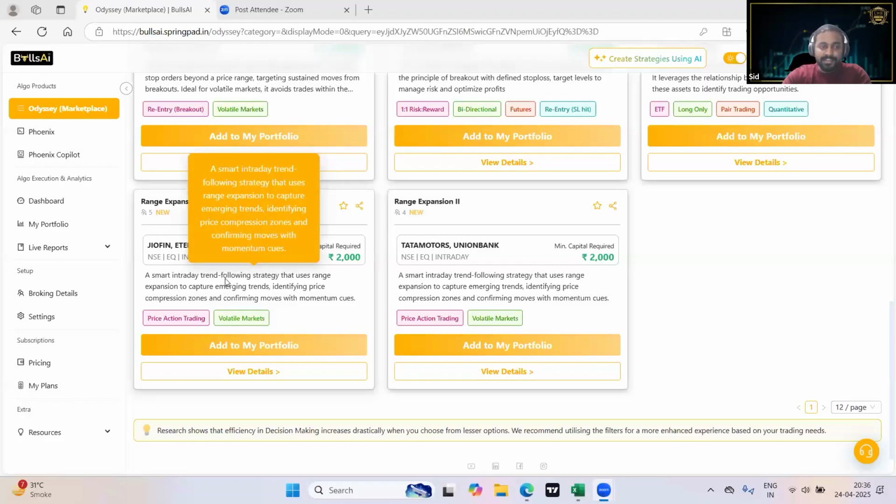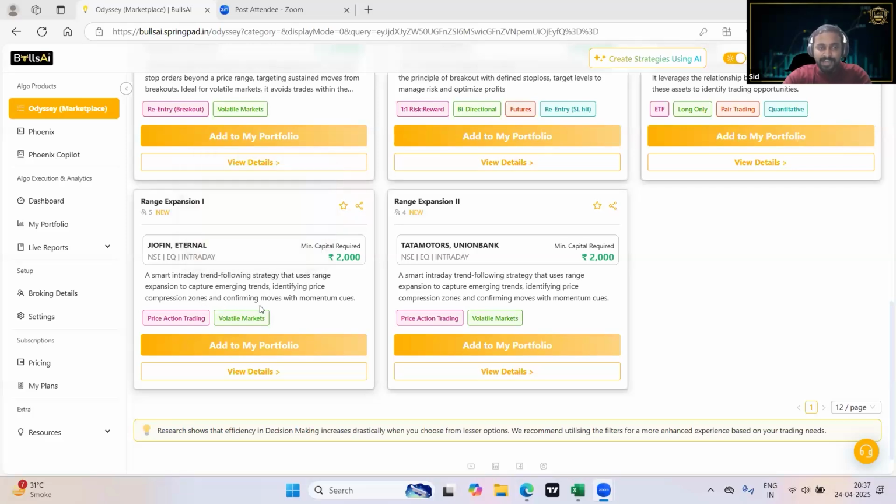A smart intraday trend following strategy. So this essentially is a trend following strategy that uses range expansion to capture emerging trends, identifying price compression zones, and confirming moves with momentum cues.